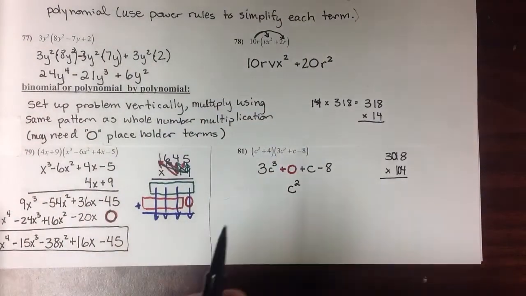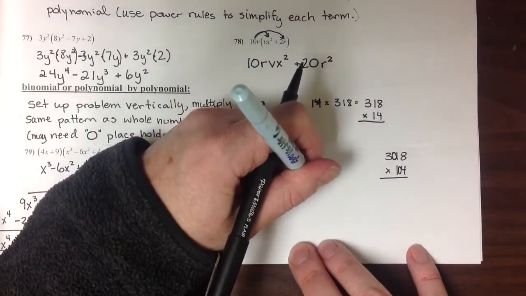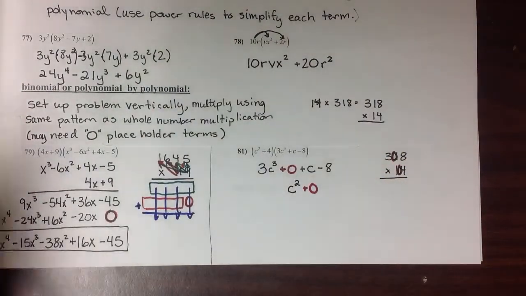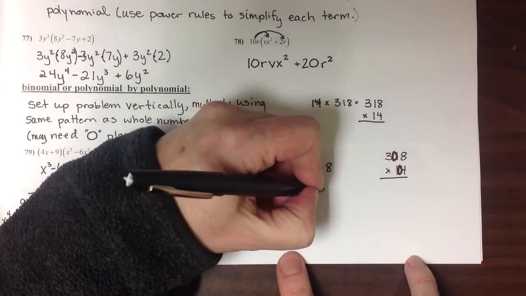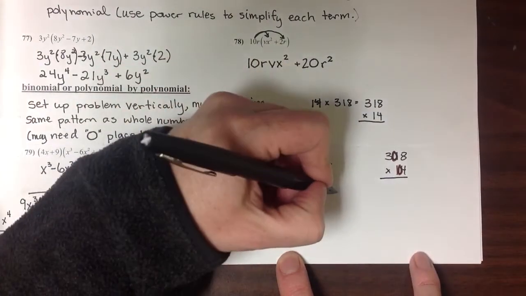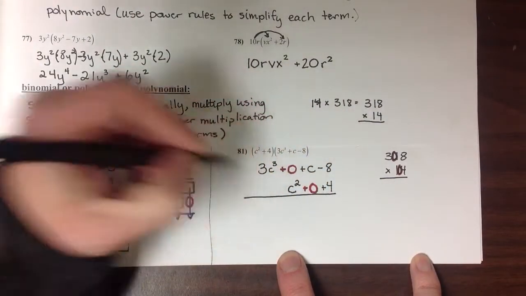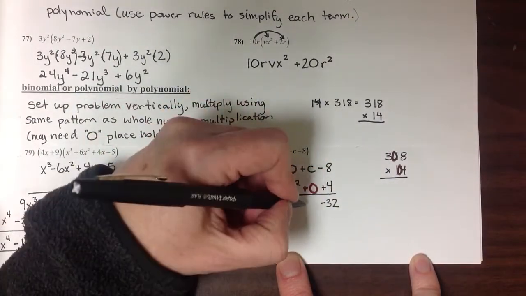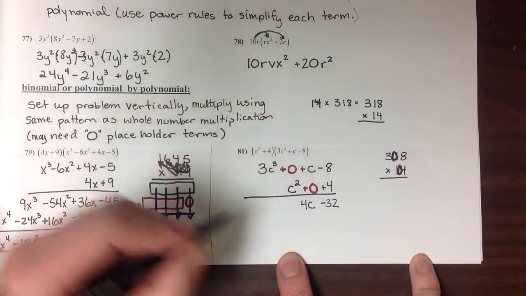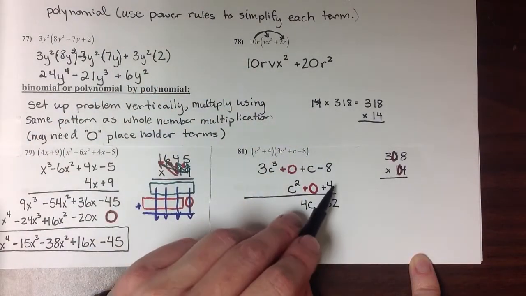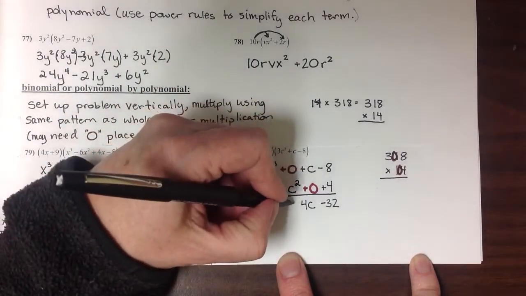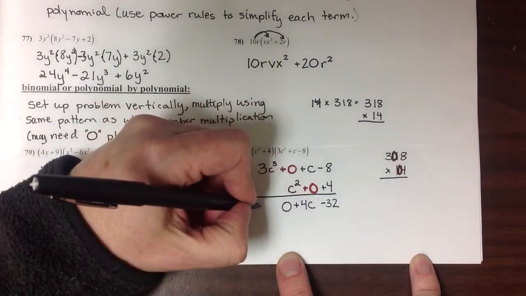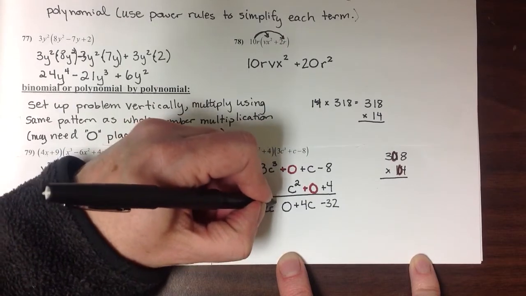I'm going to put in another one of those placeholder zeros. So I'll make those red too. And then put the plus 4 under the 8. So when I go to multiply these together, negative 32, a 4c, 4 times 0 is still going to leave me with 0, and then 12c cubed.